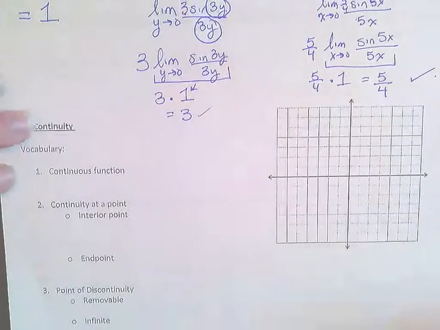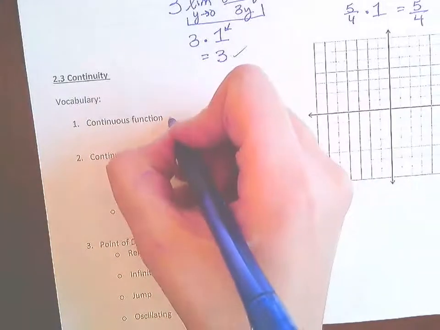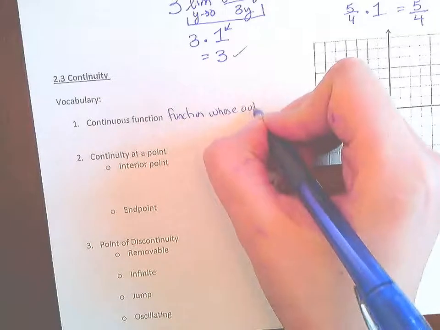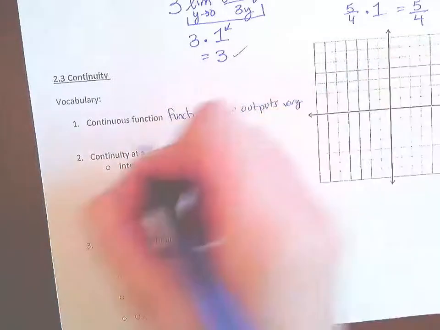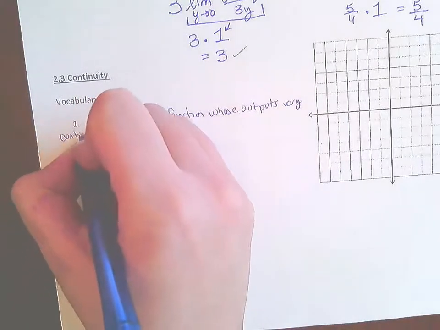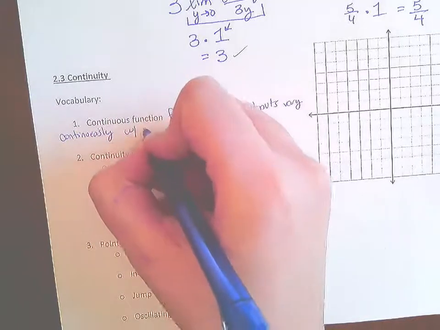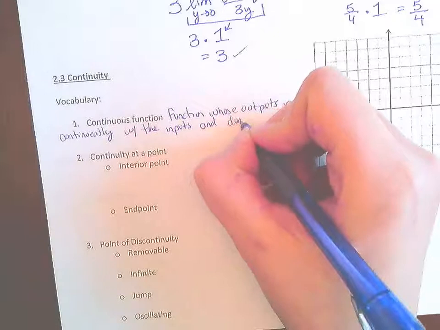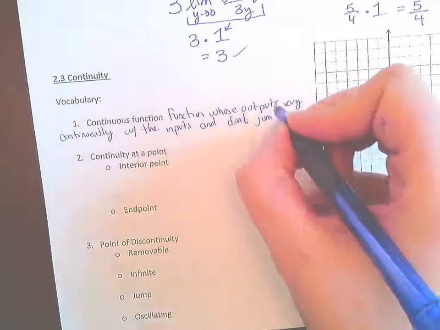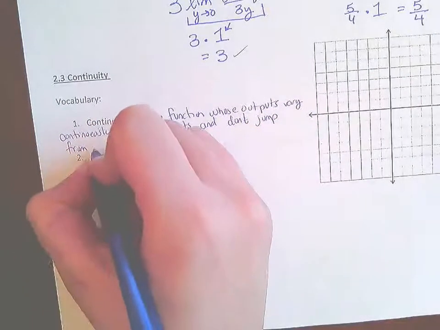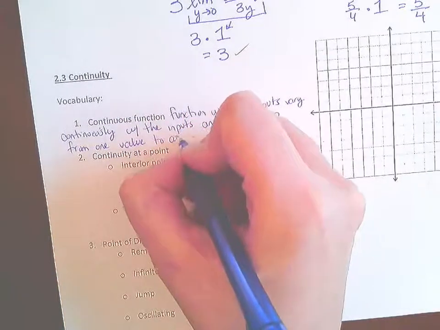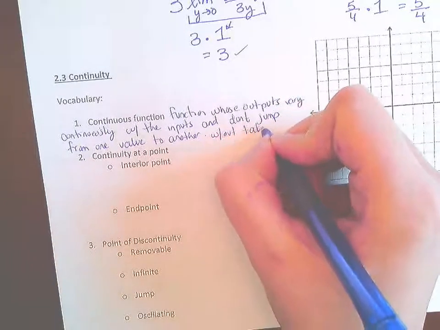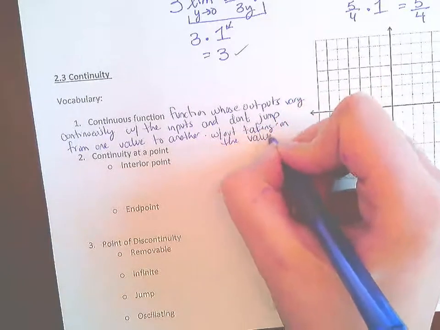So first off, what is a continuous function? A continuous function is a function whose outputs vary continuously with the inputs and do not jump from one value to another without taking on the values in between.